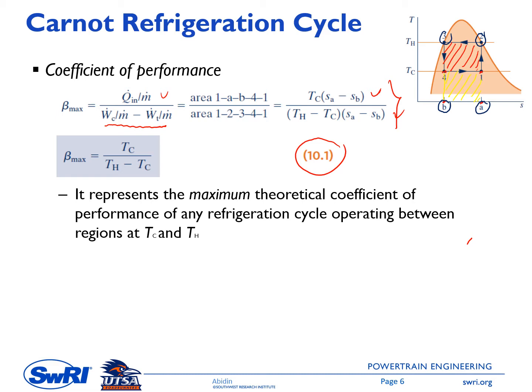Once again, this beta max represents the maximum theoretical coefficient of performance of any refrigeration cycle operating between regions at TC and TH. Any refrigeration cycle that operates between regions at TC and TH will have a coefficient of performance of at most beta max.